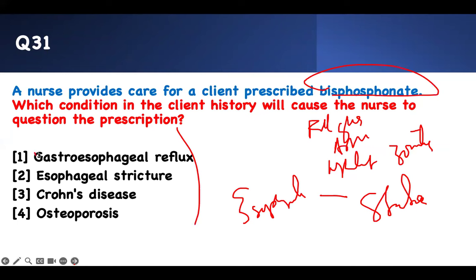You can have acid reflux. That's not what I mean. Stricture in the esophagus, yeah, that's a big problem. Crohn's disease is not an issue. Osteoporosis is the reason why you take bisphosphonate, so it's not contraindicated. So the right answer is number 2.